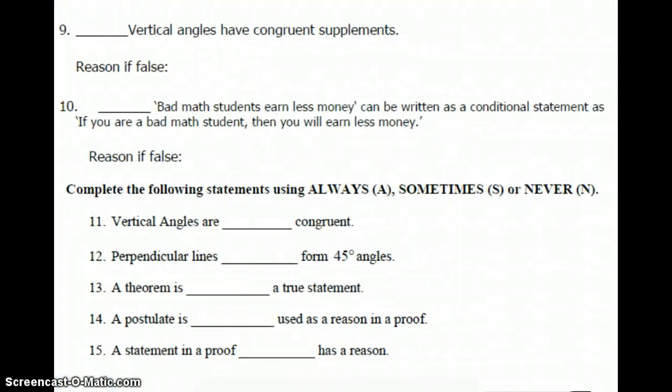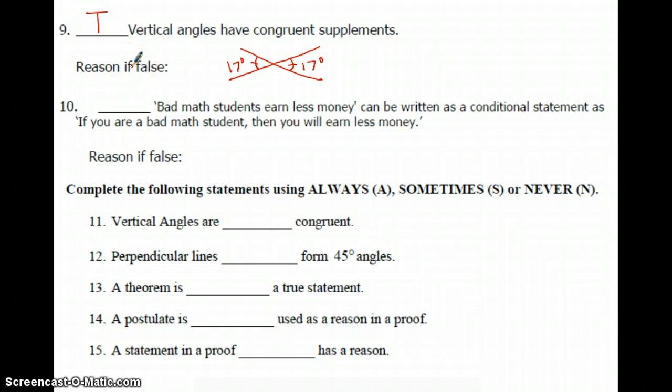Number 9, vertical angles have congruent supplements. Well, let's think about that. Vertical angles would be like this. They have to be congruent. The supplement to this one is going to have to be equal to the supplement of this one. Whatever this measure is, say it's 17 degrees, so is that one. What's supplementary to 17 degrees? They would both be the same, 163.